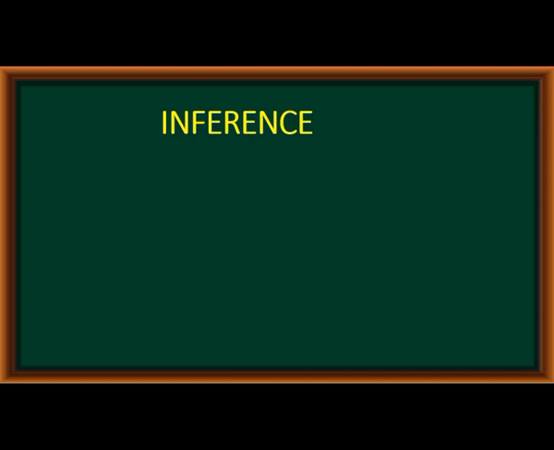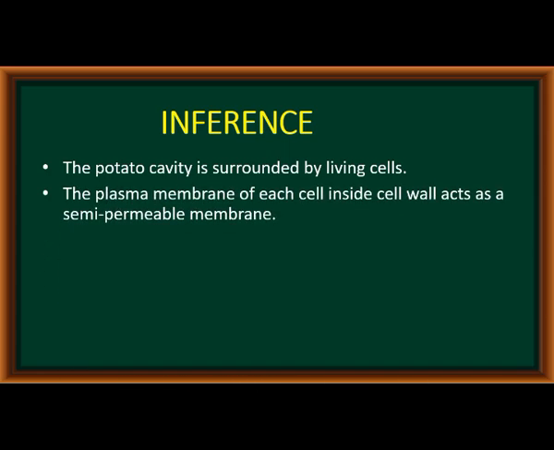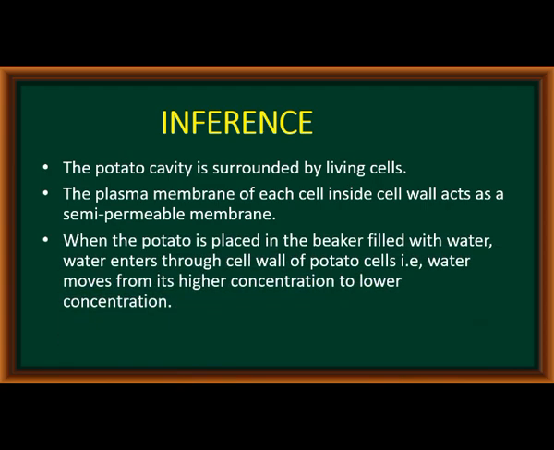Inference. So from here we can conclude that the potato cavity is surrounded by living cells. The plasma membrane of each cell inside the cell wall acts as a semi-permeable membrane. When the potato is placed in the beaker filled with water, water enters through the cell wall of the potato cells. That is, the water moves from its higher concentration to lower concentration. Therefore, the level of the sugar solution rises.